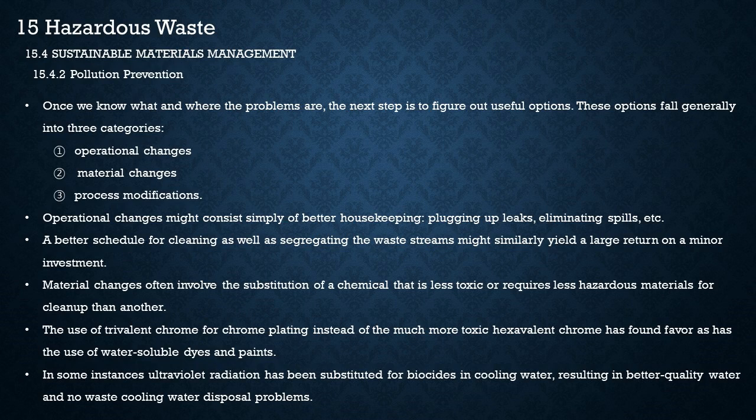Once we know what and where the problems are, the next step is to figure out useful options. These options fall generally into 3 categories: operational changes, material changes, process modifications. Operational changes might consist simply of better housekeeping, plugging up leaks, eliminating spills, etc. A better schedule for cleaning as well as segregating the waste streams might similarly yield a large return on a minor investment.